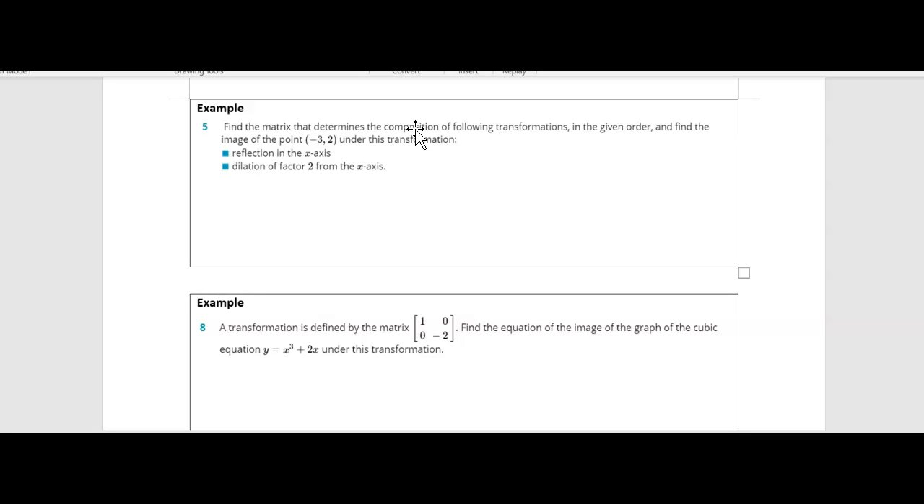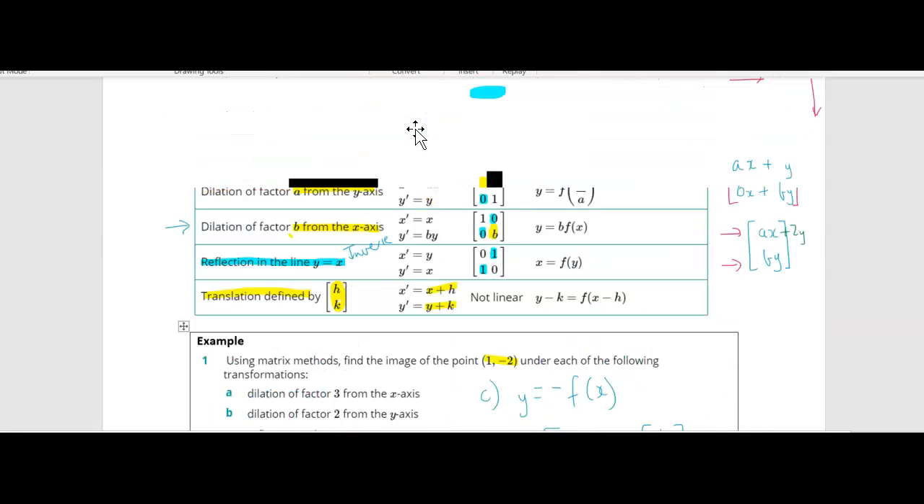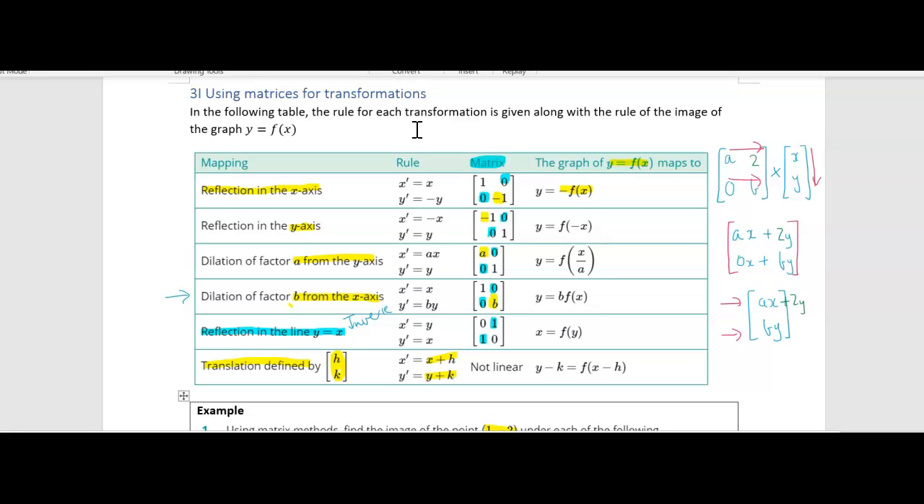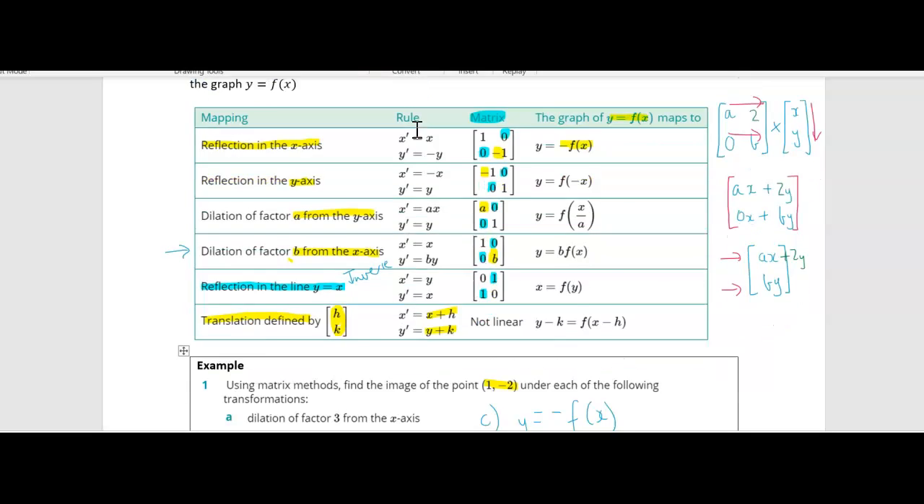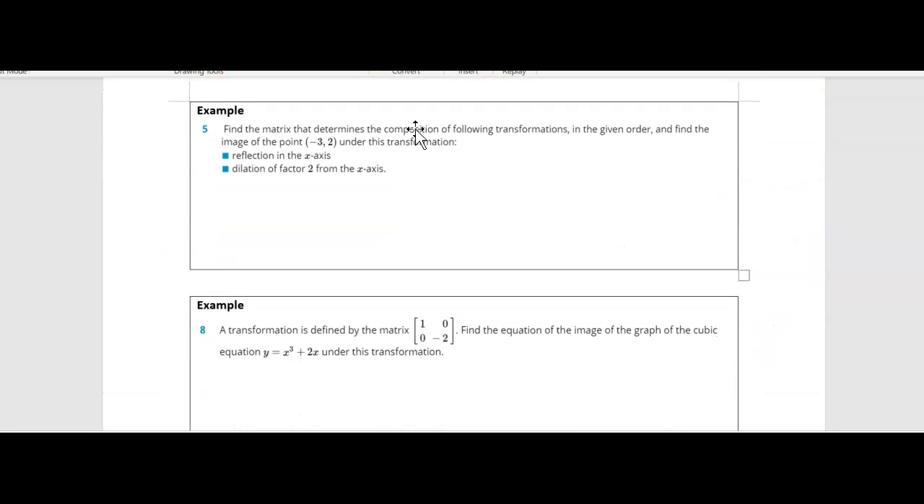Okay, so find the matrix that determines the composition of the following transformations in the given order and find the image of the point -3, 2 under this transformation. So we've got a reflection in the x-axis and a dilation of factor 2 from the x-axis. So this table here that I've done all this highlighting on, this is your reference. You always need to refer back to here to see where your numbers go. So we've got a reflection in the x-axis.